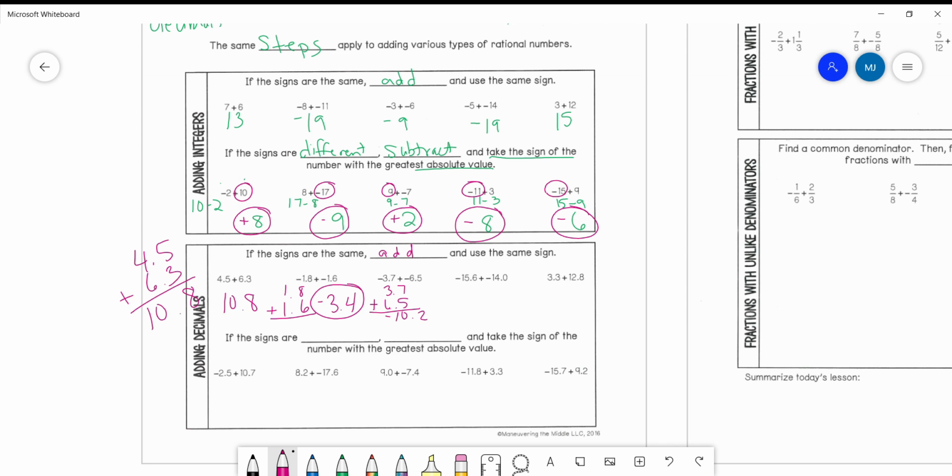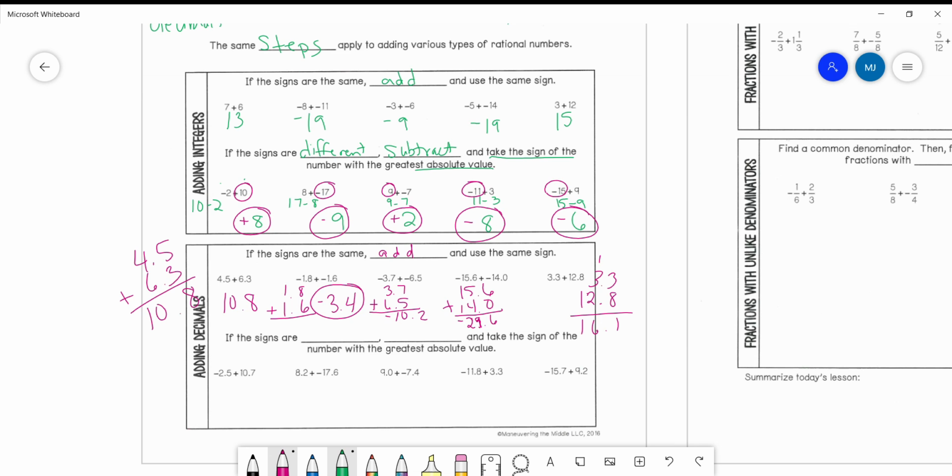Negative 15 6/10 plus a negative 14. Add those up. Keep the sign, that's 29 6/10, negative 29 6/10. The last one, they're both positive, line them up. 16 1/10 is your answer there.